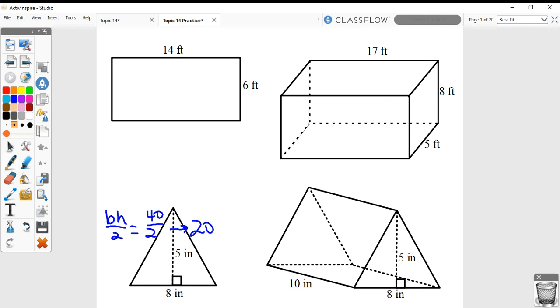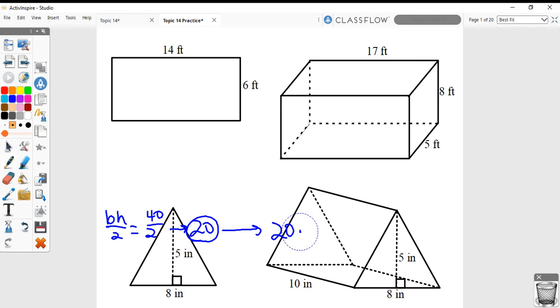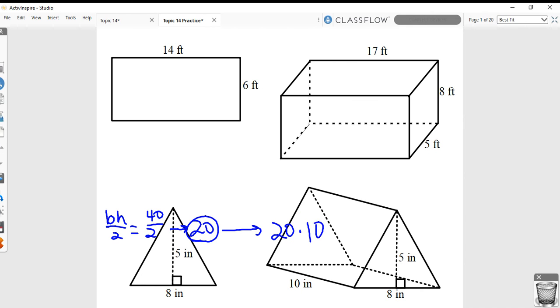Now, if we're finding the area of this triangle as part of a prism, we're going to take that area and multiply it times the height of the prism. The height of the prism is the distance in between the bases. So the distance from one triangle to the other triangle here is 10. So that means the volume is 200 on this example.